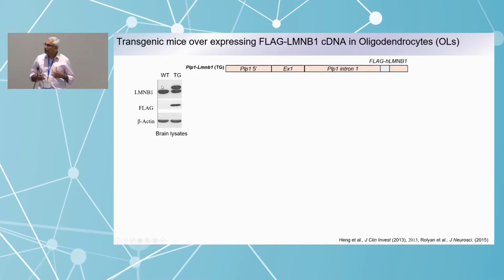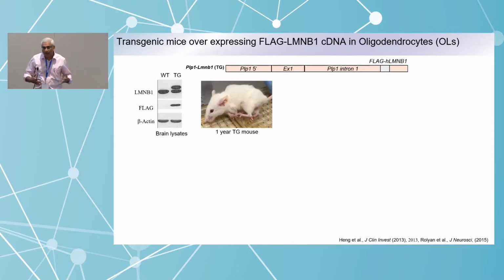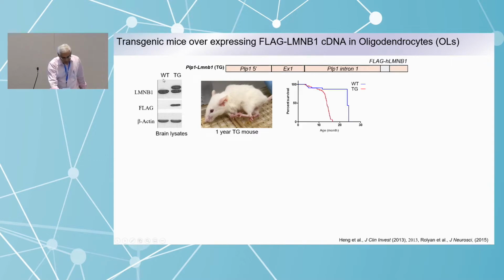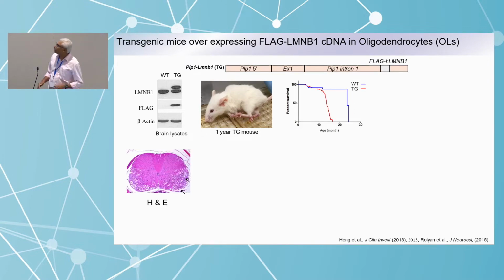Right. So when we made these mice, they looked perfectly fine when they were born. You could not distinguish them from wild-type mice, but as they progress, you could see a progressive worsening of the muscle phenotype, and you had significant weakness, and the mice looked really horrible, as you can see, by the age of about a year. And they had significantly reduced survival. These mice also showed the characteristic vacuolar demyelination.